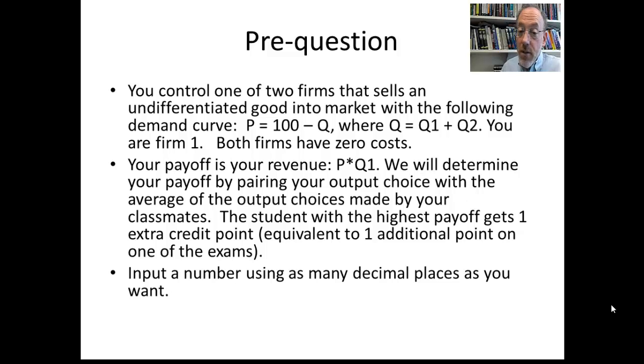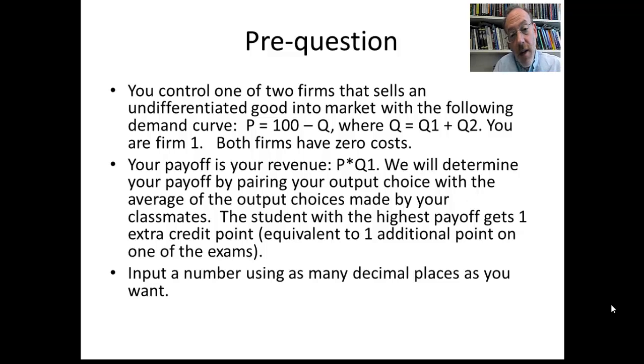Your payoff is your revenue, the price that gets determined in the marketplace as a function of the sum of their output and your output, times the quantity that you produce. So if you think about this, the higher is the Q1 that you choose, the bigger is whatever you're multiplying P by. However, the higher is the Q1 that you choose, the lower is P. And of course, what you don't know is the Q the other party is choosing.